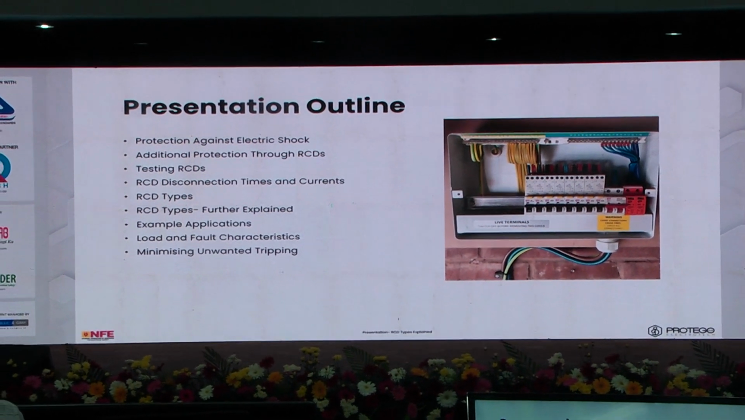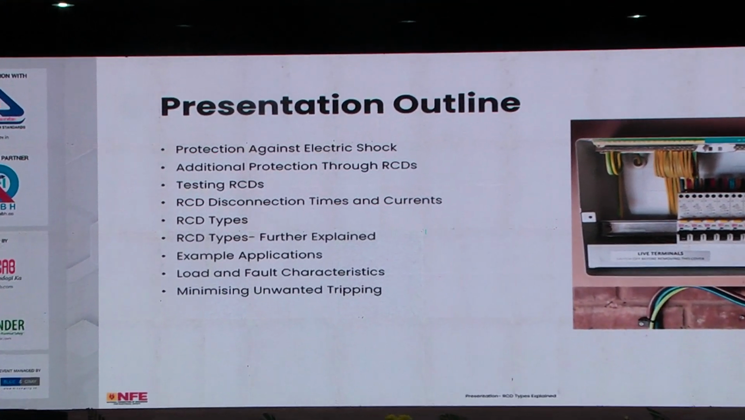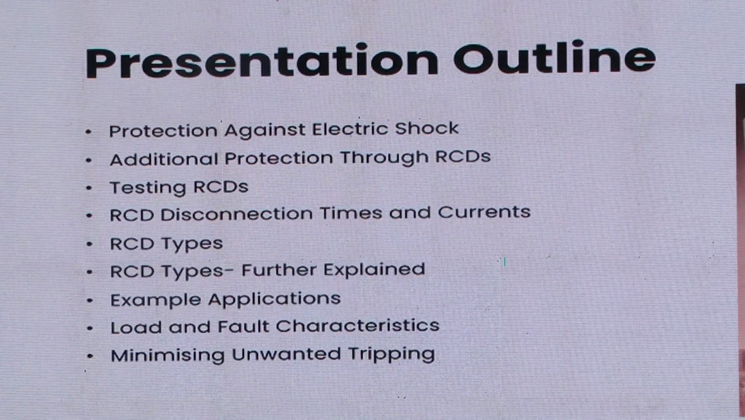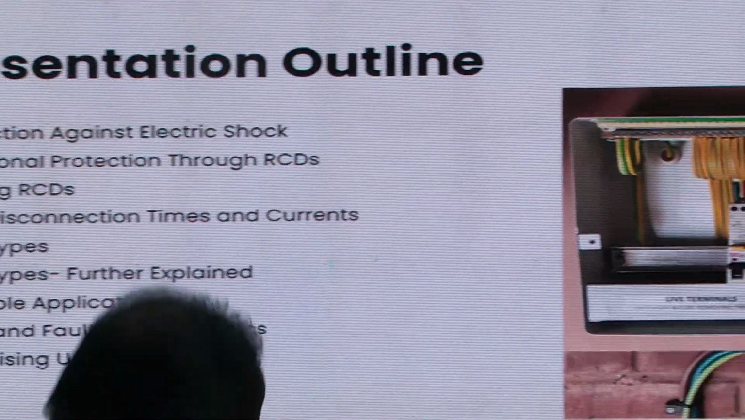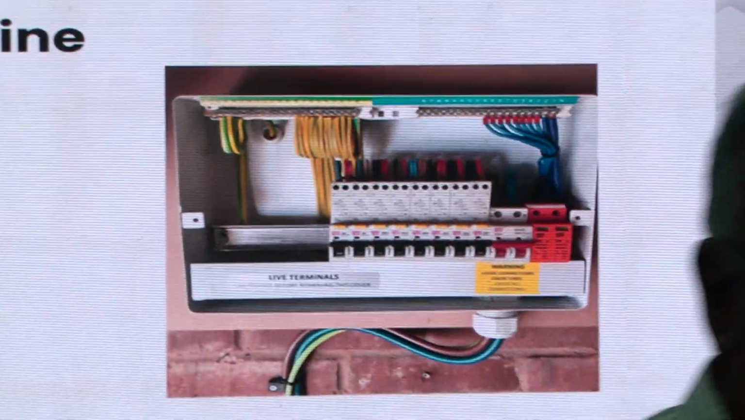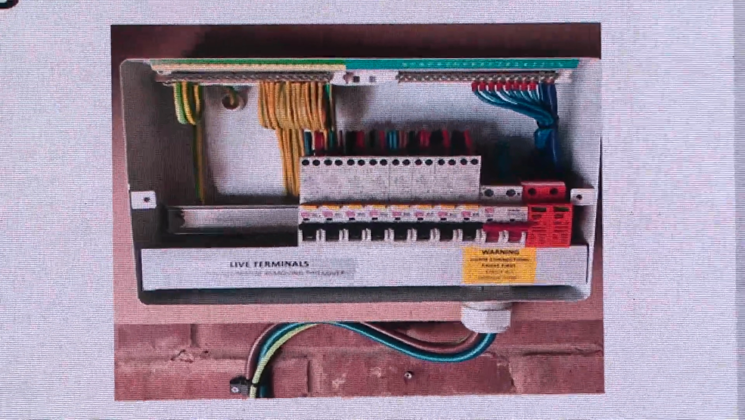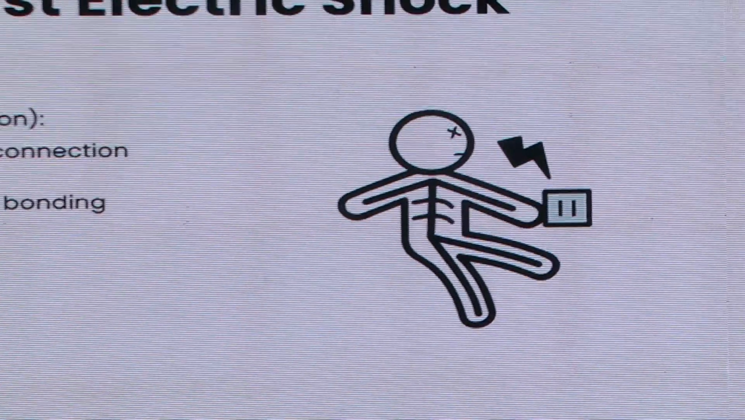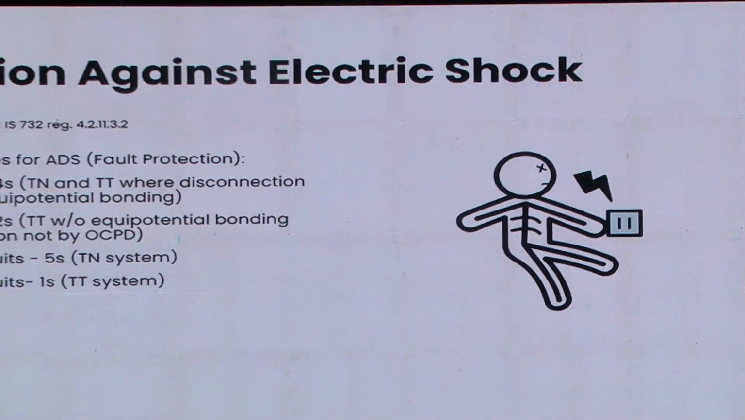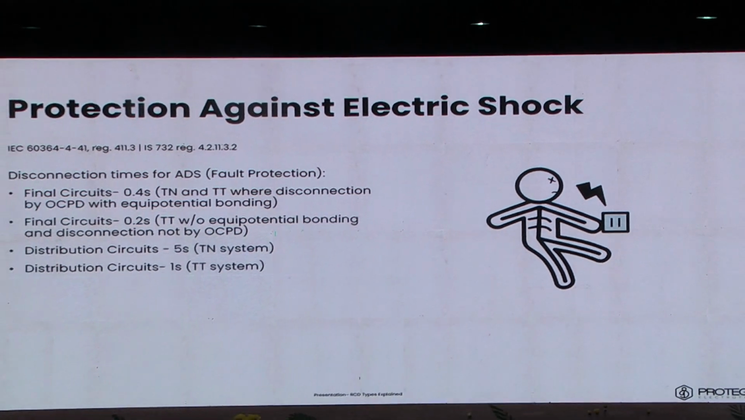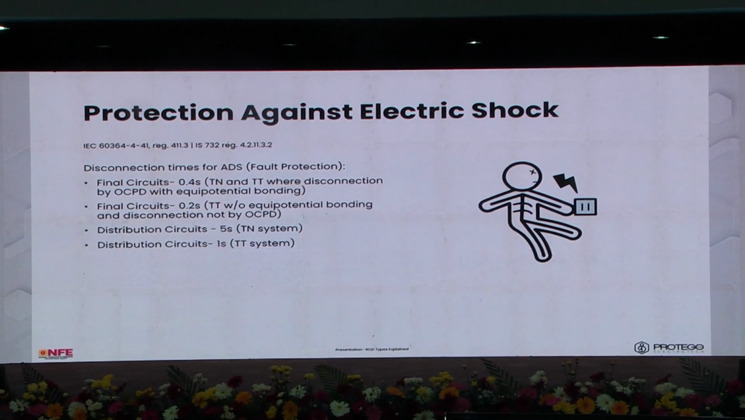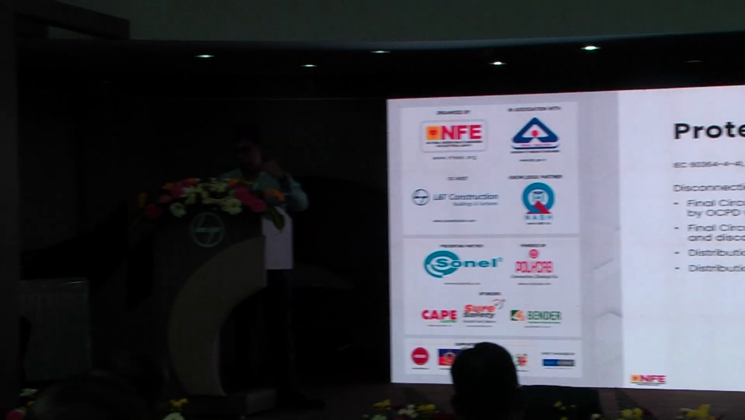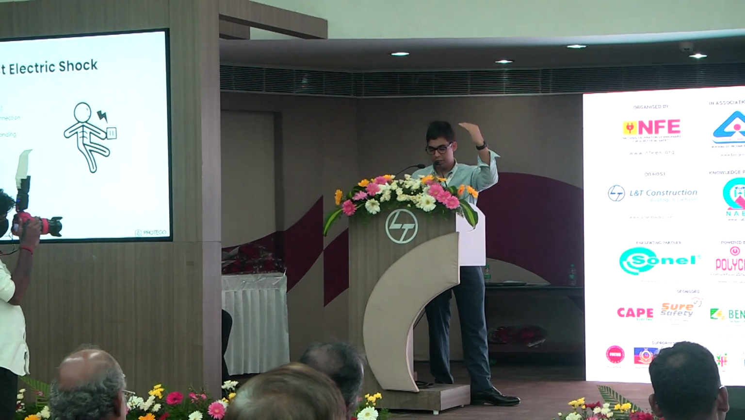A little more detail with that specific to IS 732 and the National Electric Code. A couple of example applications, and then some load and fault current characteristics. And the last section would be minimizing unwanted tripping, which I'm sure a lot of you would have concerns about. So let's begin. Just as we went over earlier, these times, 0.4 seconds, 0.2 seconds, 5 seconds, and 1 second, these are for fault protection. So you've got basic protection, fault protection, and additional protection.